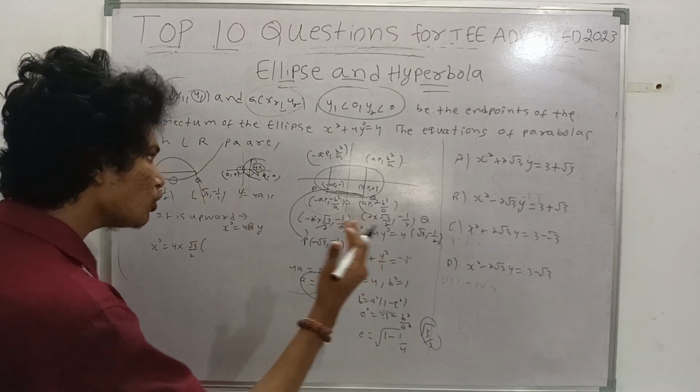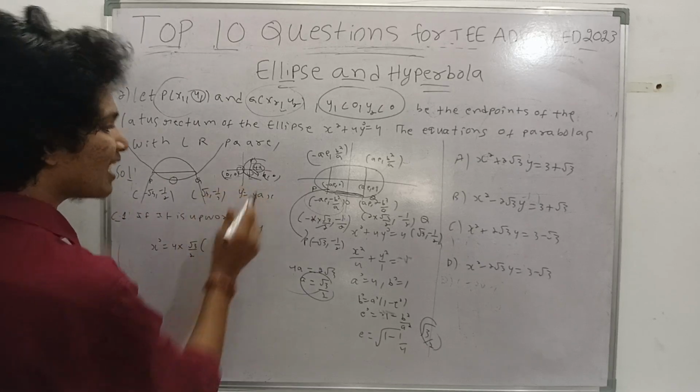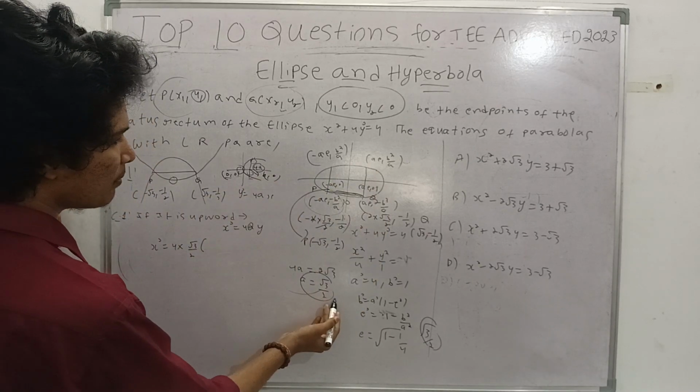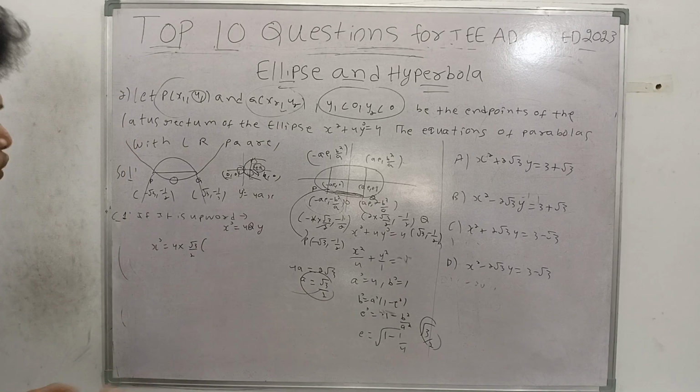So a units we have to decrease from that point, so that we can get 0 here. But here what we do? Here we have to decrease a units. What is a here? Here a is root 3 by 2. So we have to decrease by a units, so that we can get.